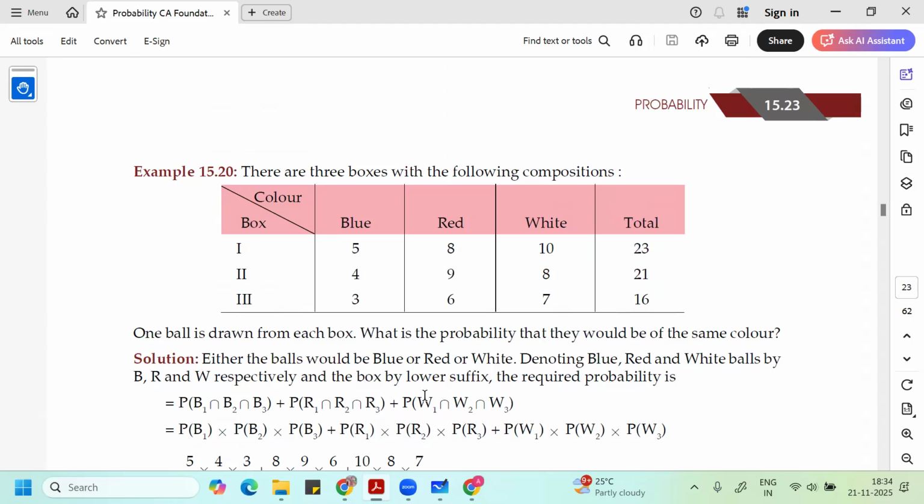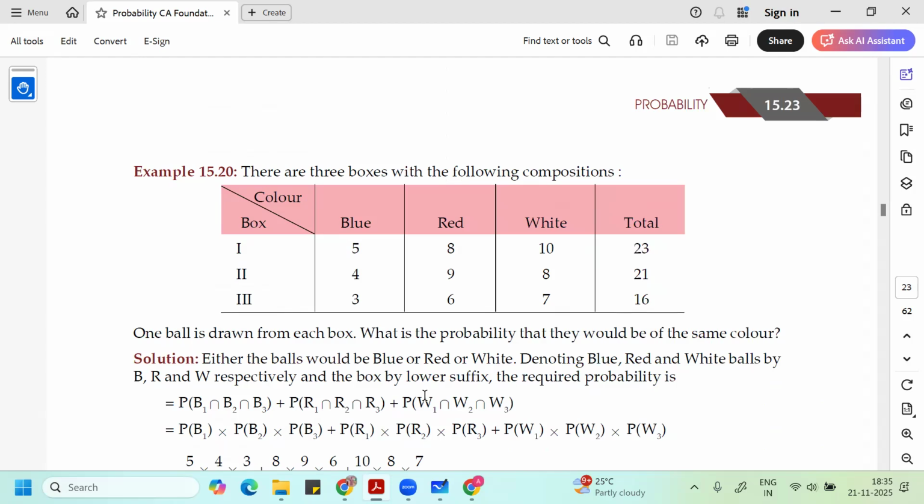Do this question, 15.20. So there are three boxes with different composition. Okay, you can see this. One ball is drawn from each box. So three boxes are there. They contain blue, red, and white balls. Okay, the total is given. What is the probability that they would be the same in color?